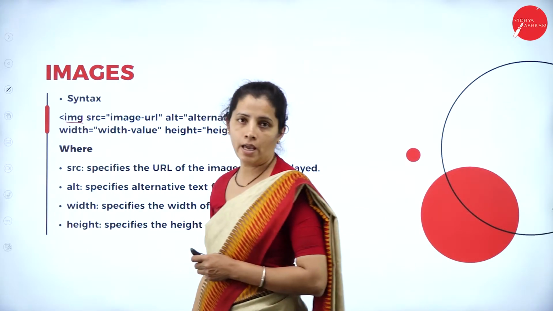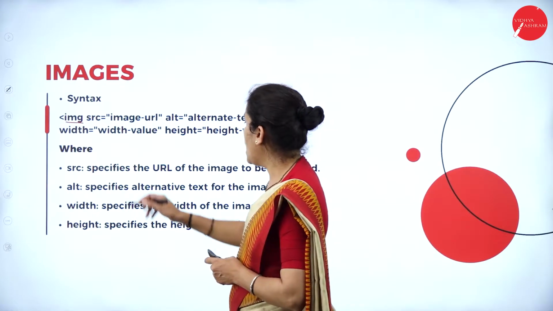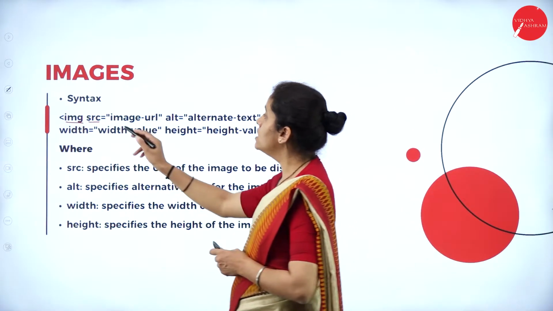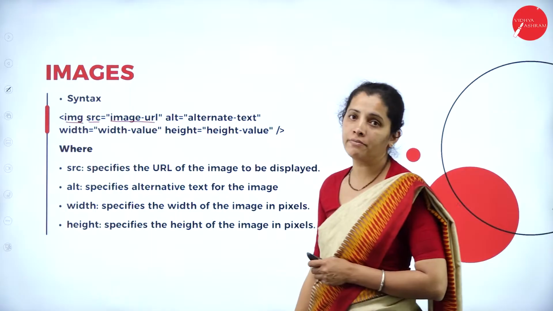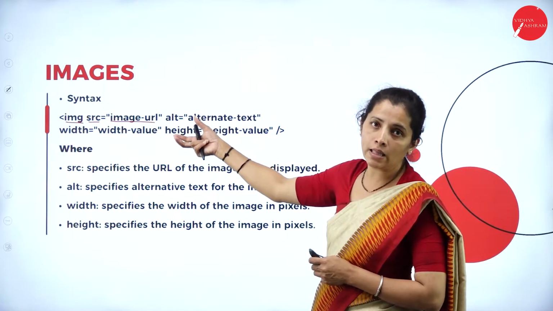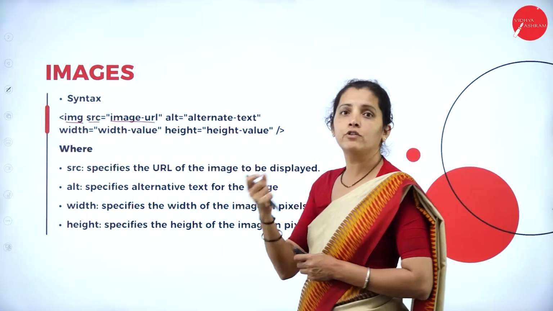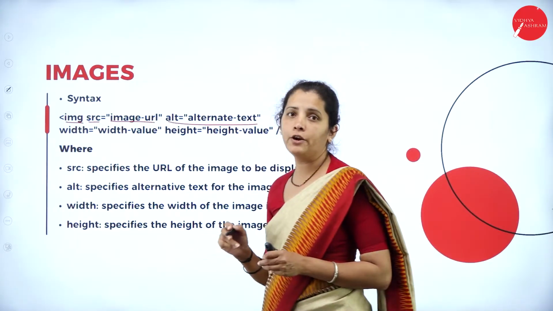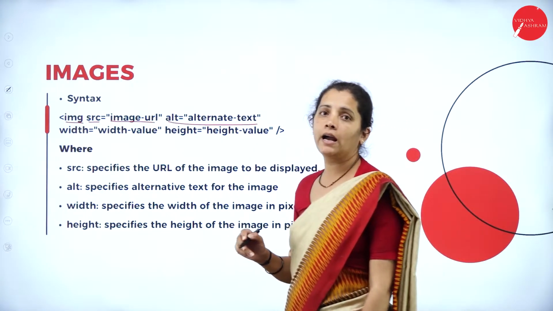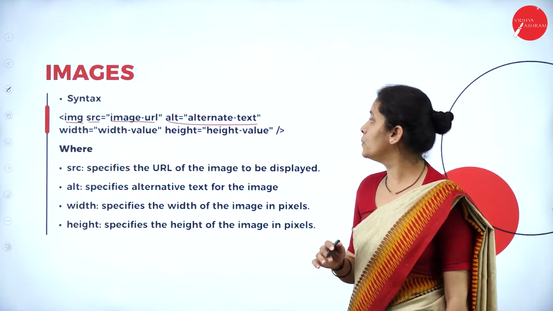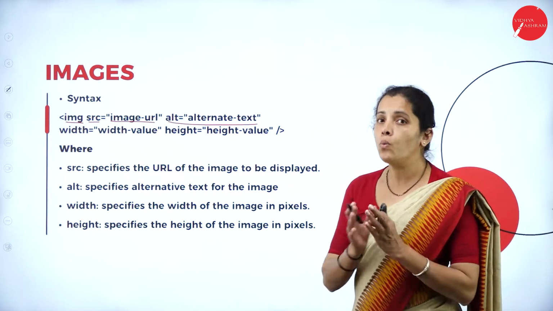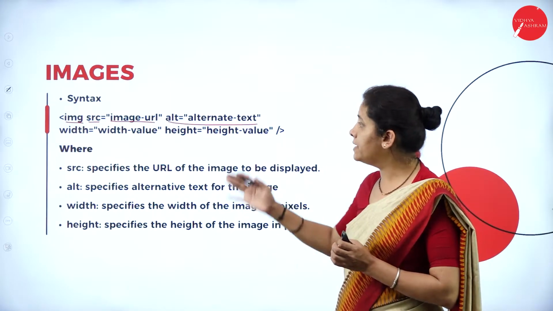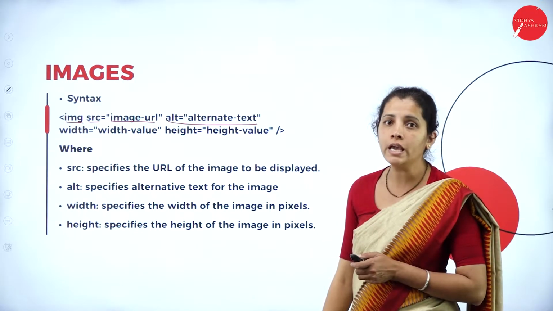So I'll start with img. Then I have src, that's nothing but the source. So you have to specify the place where the file is stored. So you have to copy the entire path. Then I must have the alternate text. Along with that, I want to specify the height and width of the image. While displaying the image on the web page, I want to specify the width and height of the image.